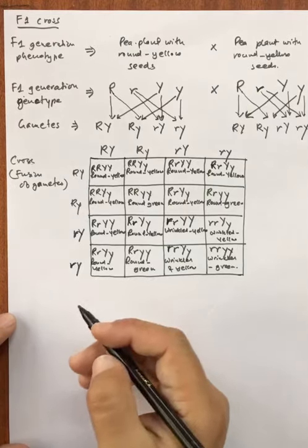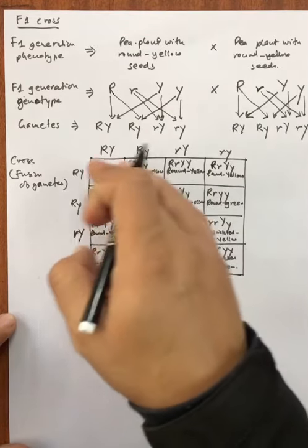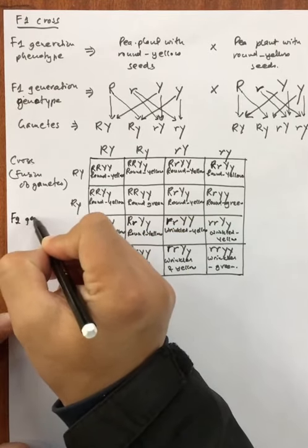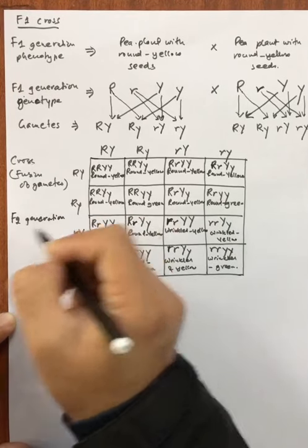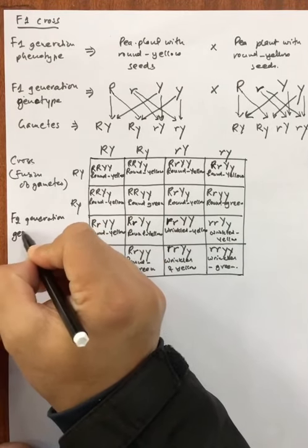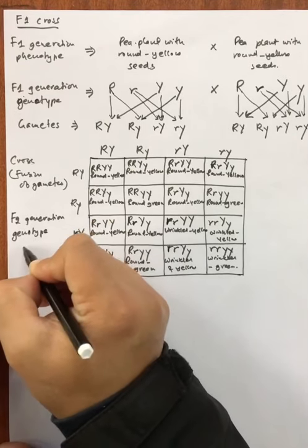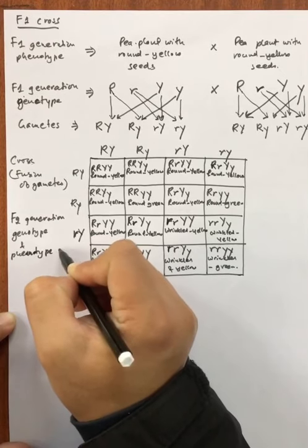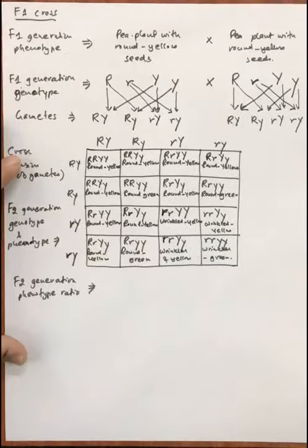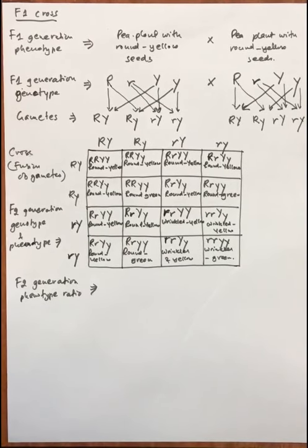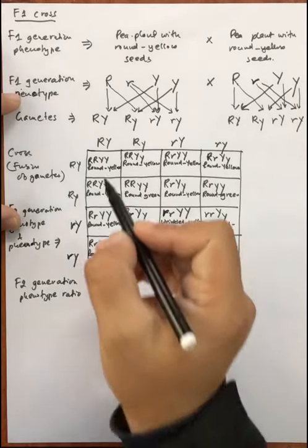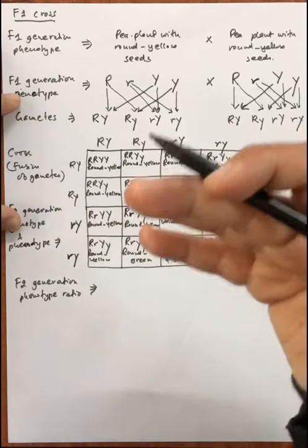The F2 generation, the cross of the F2 generation. We fill in the genotype and phenotype in the table. So in the F2 generation we get the phenotype ratio and the genotype ratio. The phenotype ratio is what we need to find.